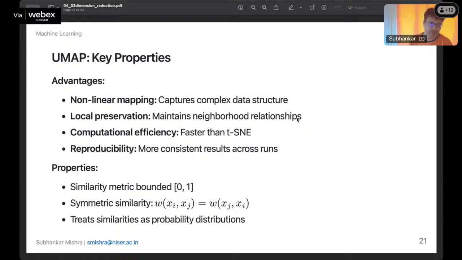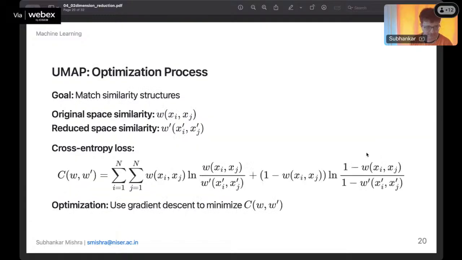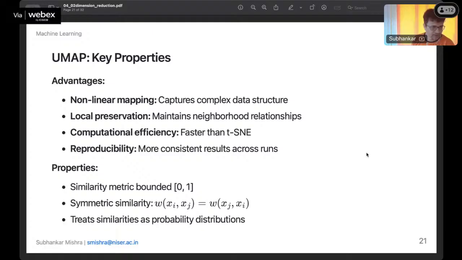So the next question is, what is the advantage of doing this? Of course, the advantage is that this is a nonlinear mapping. It captures complex data structure. It preserves local relationships, and it preserves global structure as well. It is also super fast compared to t-SNE, and it is reproducible because every time you run this, it almost gives the same answer.